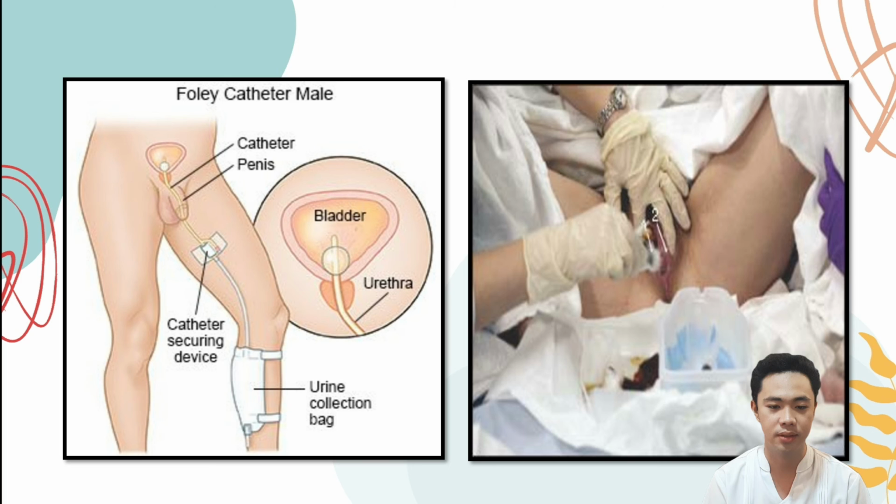For men, use your non-dominant hand to grasp the penis just above the glans. If necessary, retract the foreskin. Hold the penis firmly upright with slight tension. Next, insert the catheter. After that, hold the catheter with the non-dominant hand. For an indwelling catheter, inflate the retention balloon with the designated volume.